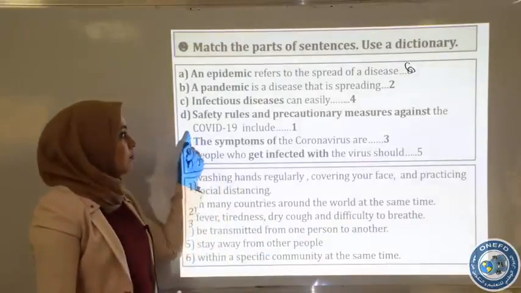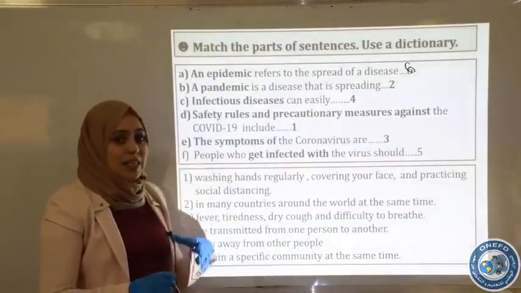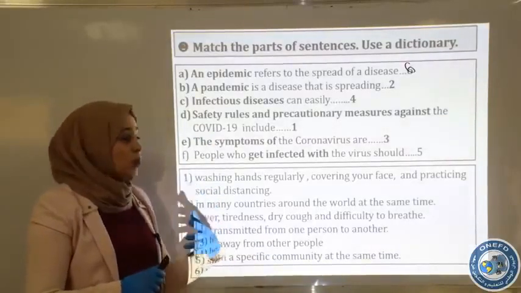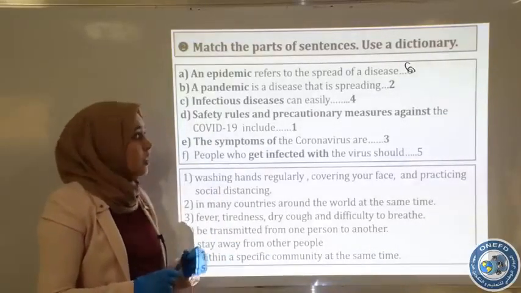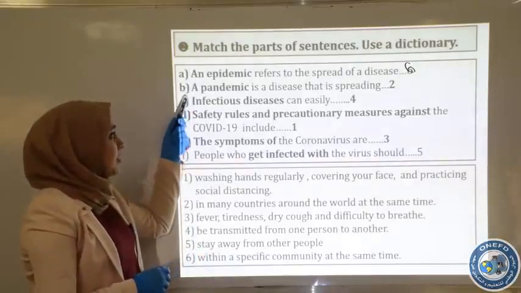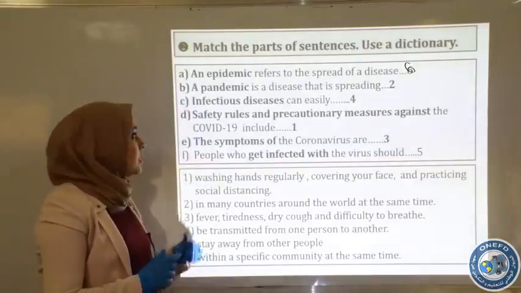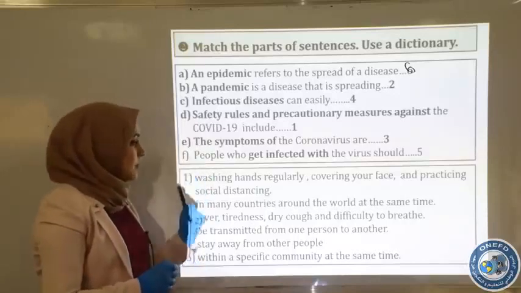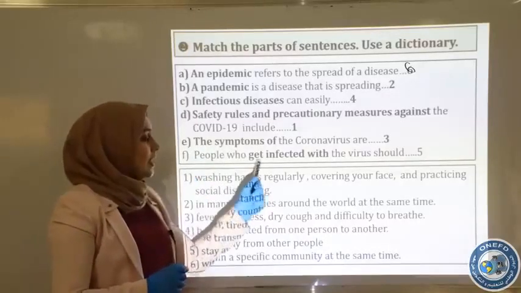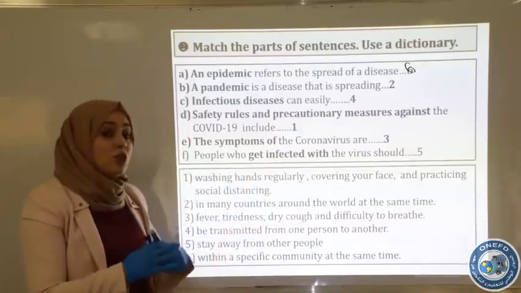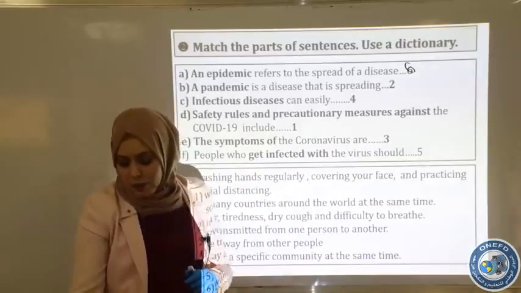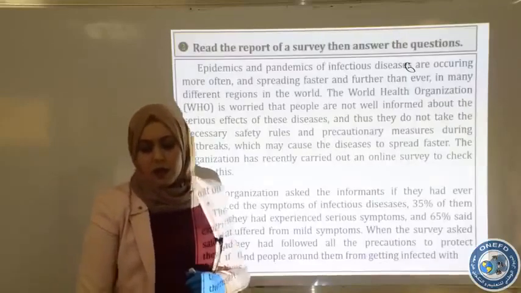The words which are written in bold are really important because we will see them in the text. We have again epidemic, pandemic, infectious diseases, safety rules and precautionary measures, the symptoms, and get infected with, that means to get the disease, to have the disease. Okay? Let's move to the next task.